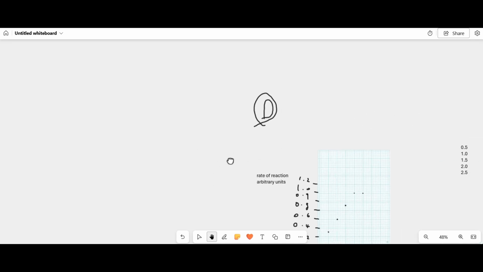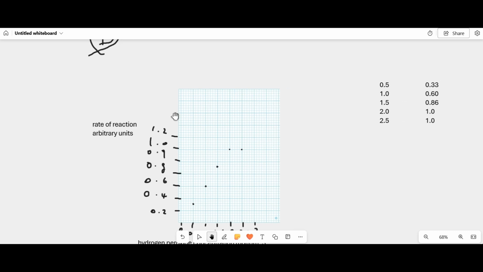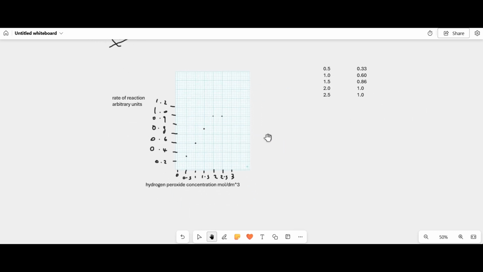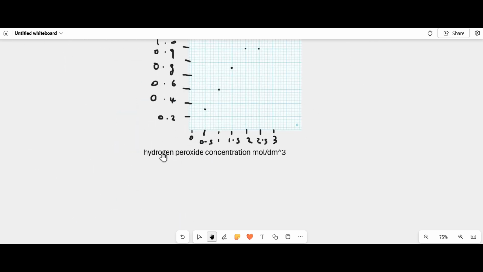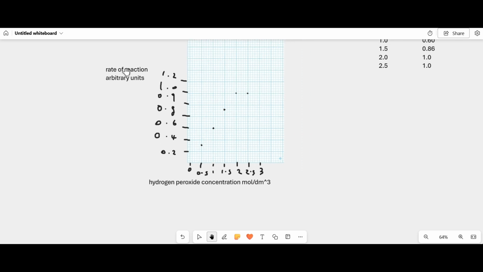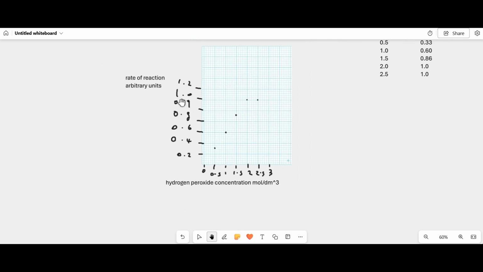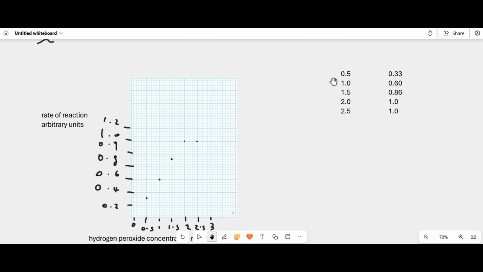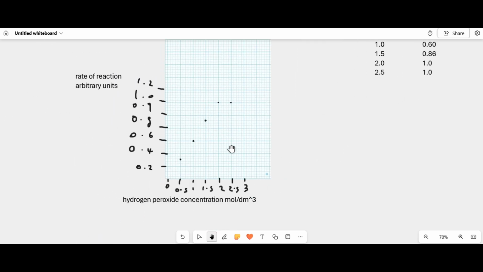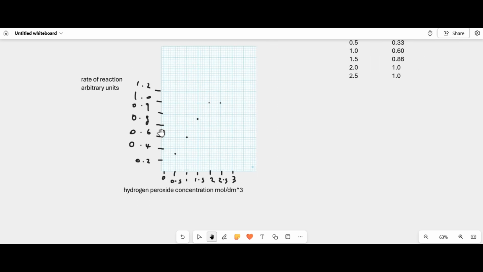Alright, question D, yeah. So basically, for question D, you need to plot the graph here. So this is the data that you were using, and here you've got the hydrogen peroxide concentration. So just write mole per dm cube, and then rate of reaction, arbitrary unit, yeah. Go up in 0.5, all the way up to 3, since the x-axis is going up in that anyway. And then for the y-axis, just go up in 0.2, yeah. That will cover most of it.